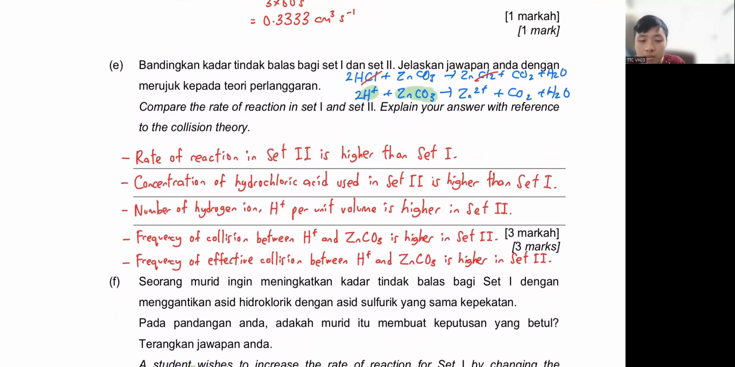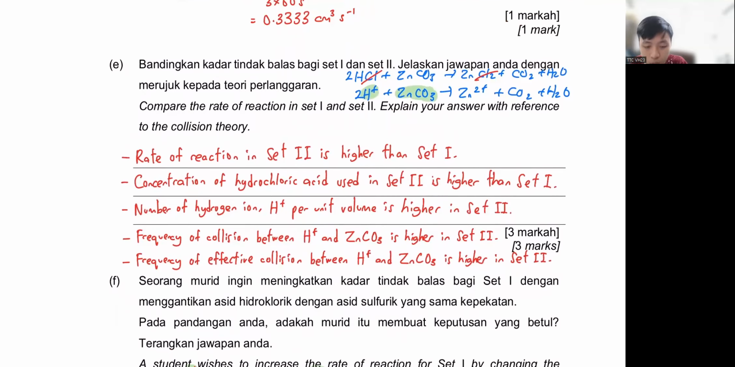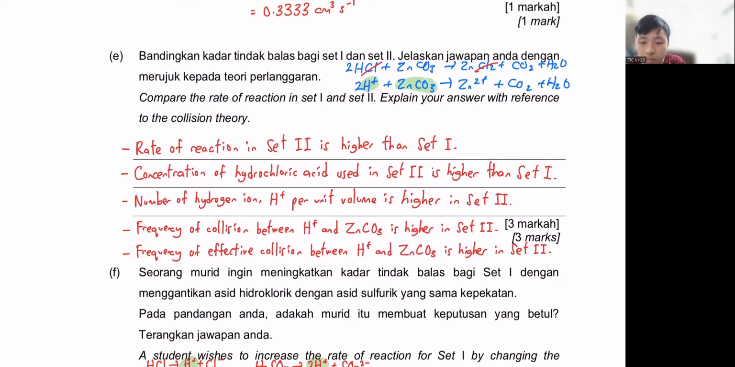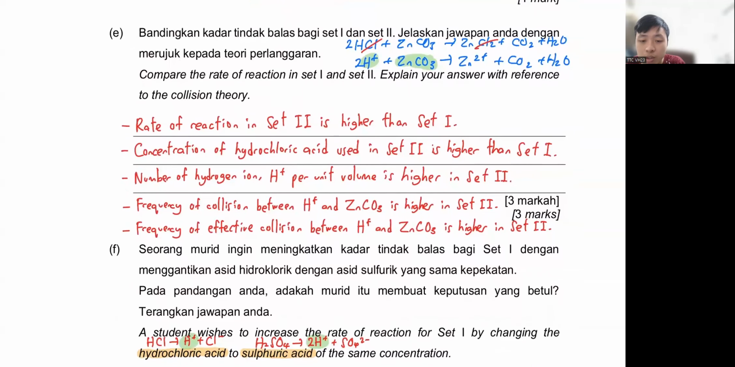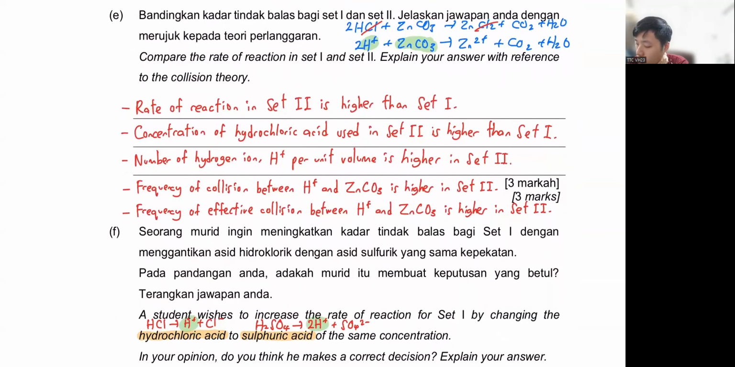What happened? They ask: the student wishes to increase the rate of reaction for set 1 by changing hydrochloric acid to sulfuric acid of the same concentration. In your opinion, do you think he made the correct decision? Explain your answer. So they want to increase the rate of reaction for set 1.